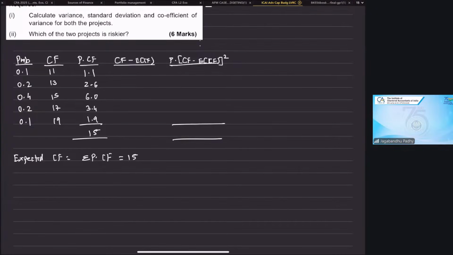Okay, cash flow minus expected cash flow. We have 11 minus 15, which is minus 4, and so on. 4 square is 16, so 0.1 into 16 is 1.6. 0.2 into 4 is 0.8. 0.2 into 2 square. 0.1 into 4 square is 1.6. So if we add them all, we get 4.8, right?